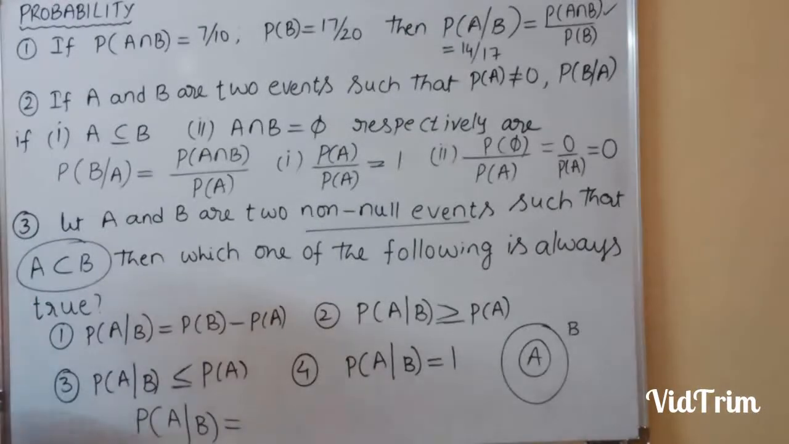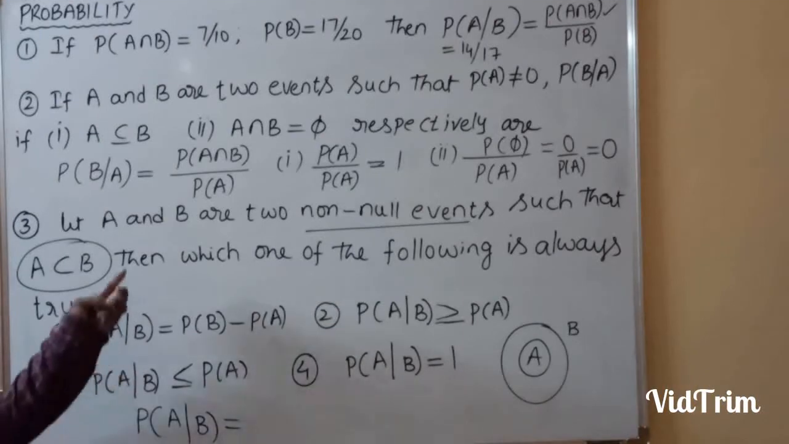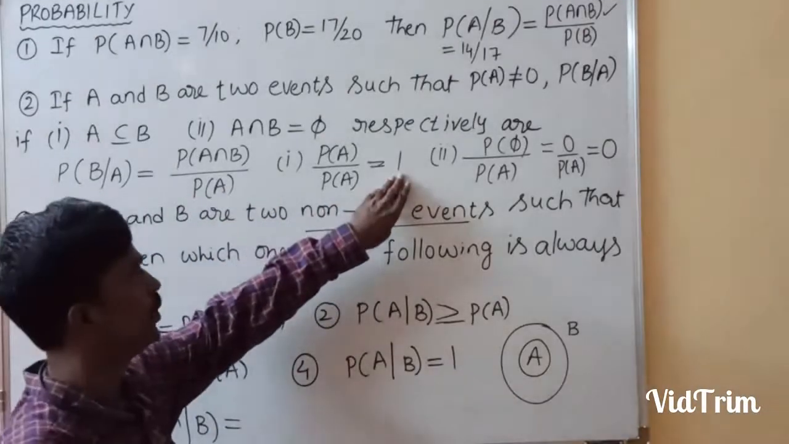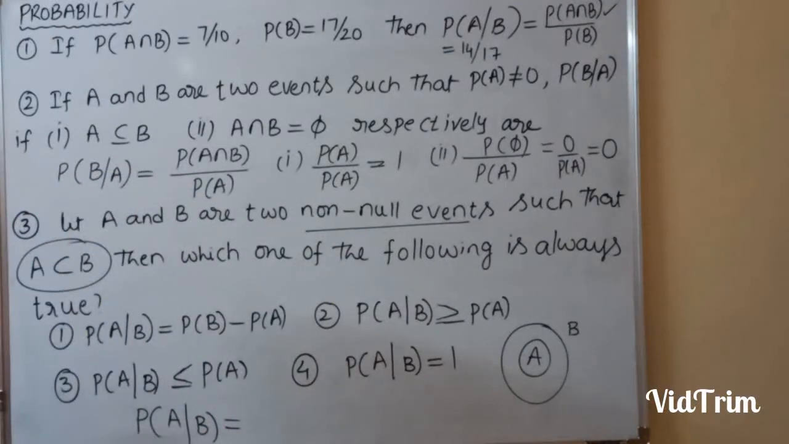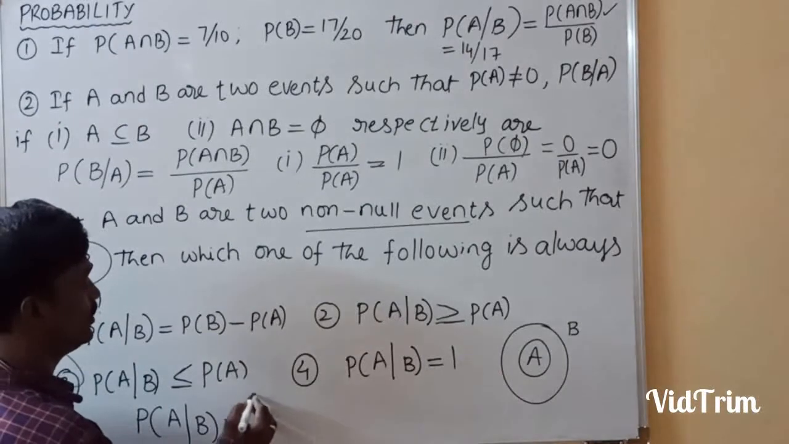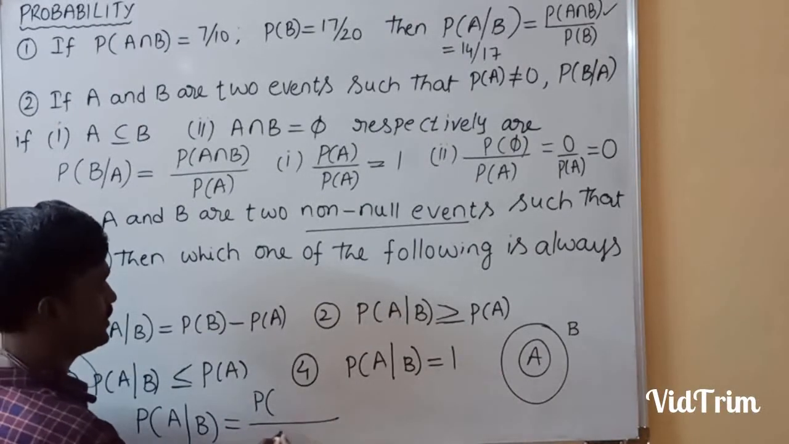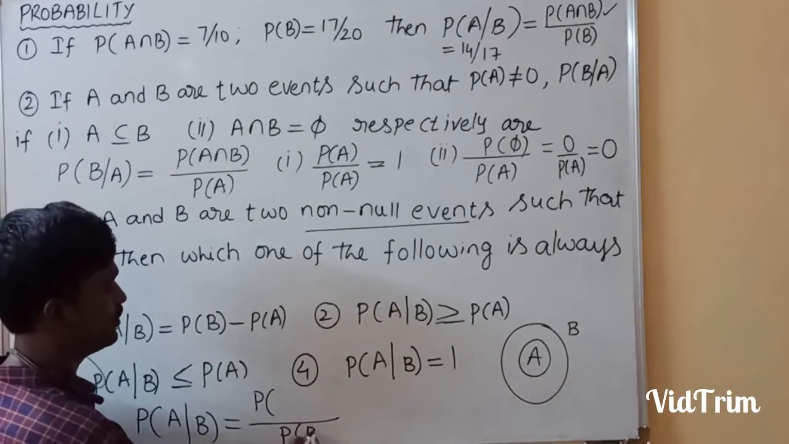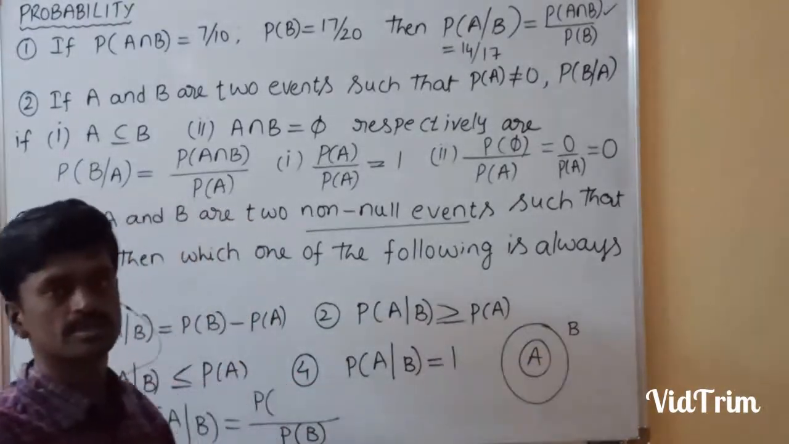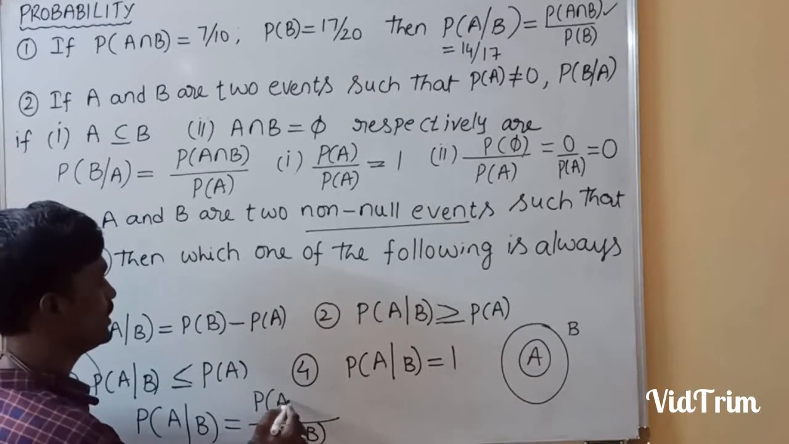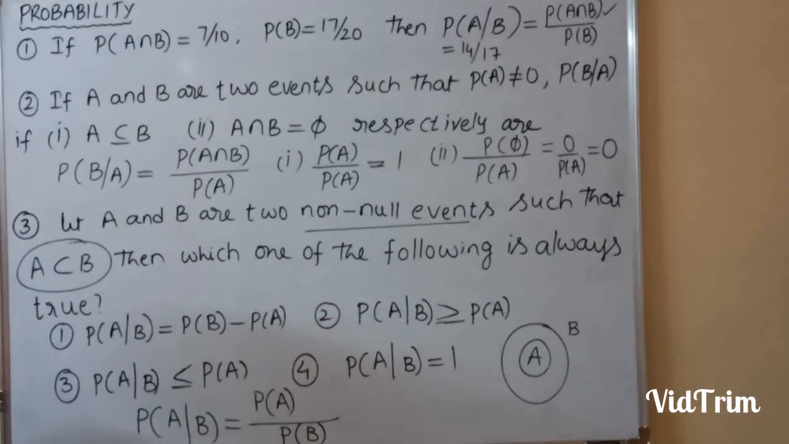So if they ask P of B by A, it is equal to 1. See, P of B by A value, what we got? 1. Under what condition? When A is a subset of B. But here what are they asking? P of A by B. Okay. So then P of A by B is equal to what you get? P of A intersection B by P of B. But what is A intersection B? A intersection B is the same as A. So thus P of A by B is equal to what? P of A by P of B.